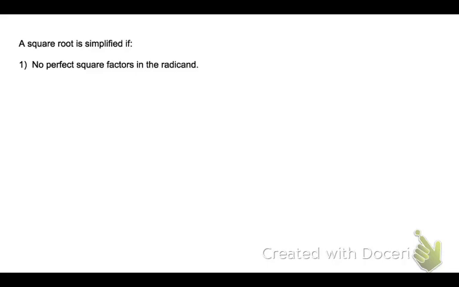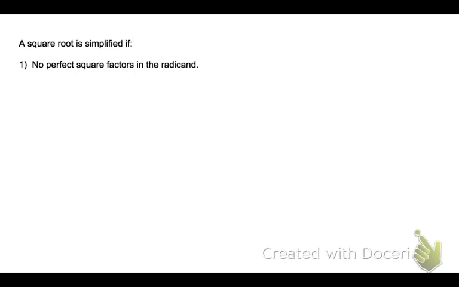Before we move forward, we've got to define some terms. The first thing we need to define is what we mean by a square root being simplified. So part one is that there's no perfect square factors in the radicand. Well, what does that mean? We'll use an example to explain it.